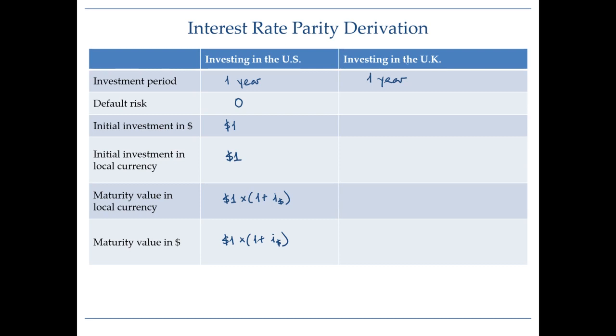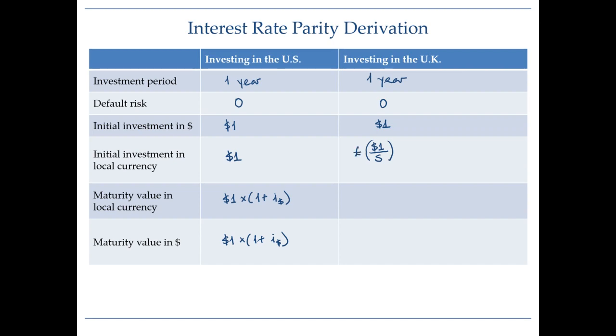Now let's take a look at the UK case. So we said we were going to invest for 1 year, also in default-free securities, so our default risk is 0. Our initial investment in dollar is that $1 that we have, but then now we have to convert it into the local currency, which happens to be pound, right? So what we will do is we are going to take that $1, convert it into pound at the spot rate, and then we'll have a certain amount of pounds.